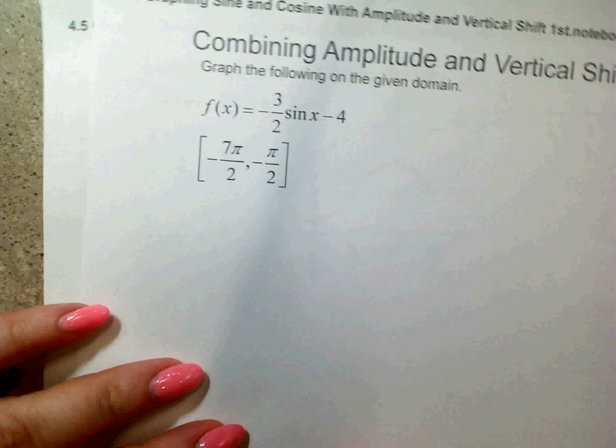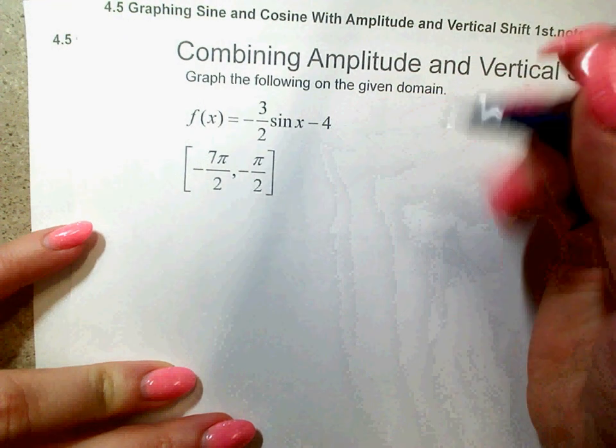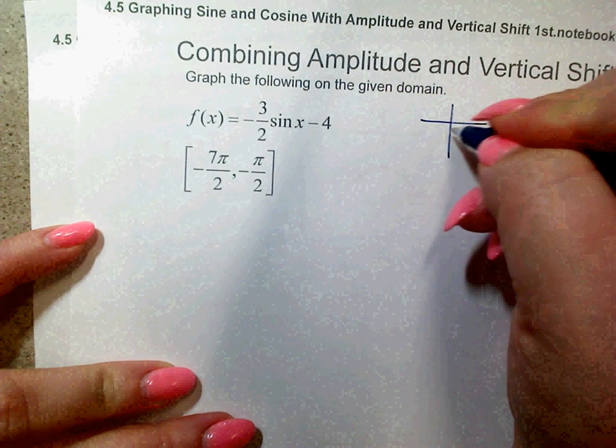Negative 3/2 sine of x minus 4. Okay, so just thinking this out. I have a sine wave. I'm supposed to go down 4. So down 1, 2, 3, 4.